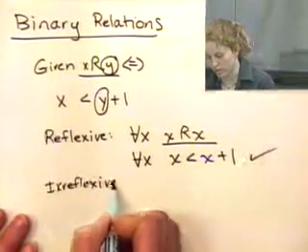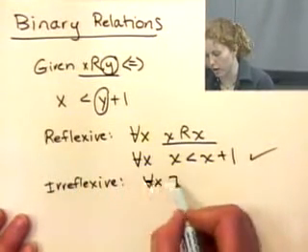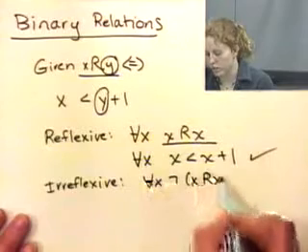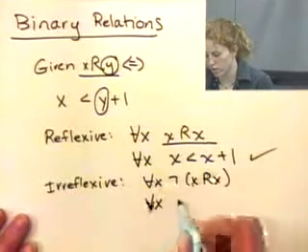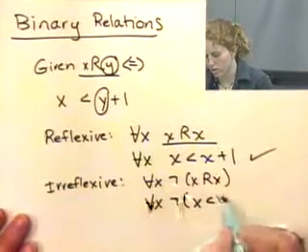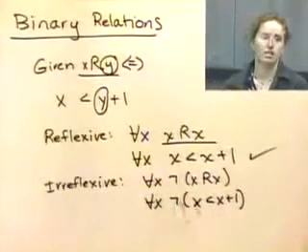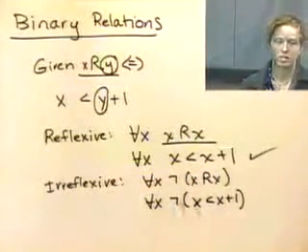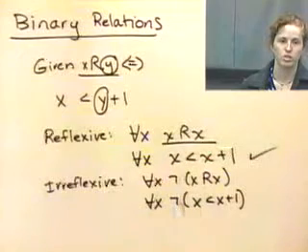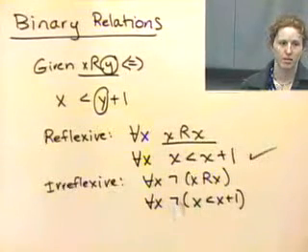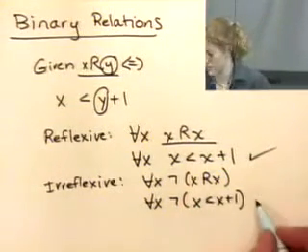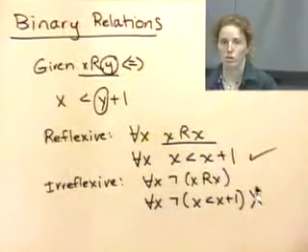How about irreflexive? Usually if something's reflexive, it's not irreflexive, but just so we have the practice, let's plug in the definition. This says that x is less than x plus 1 has to be false for all the x's. In other words, x is bigger than or equal to x plus 1 all the time. Doesn't work, right? So it's not irreflexive.